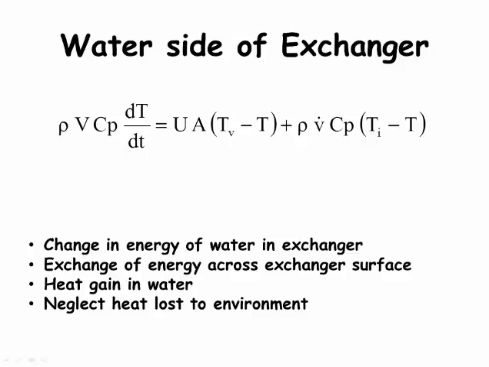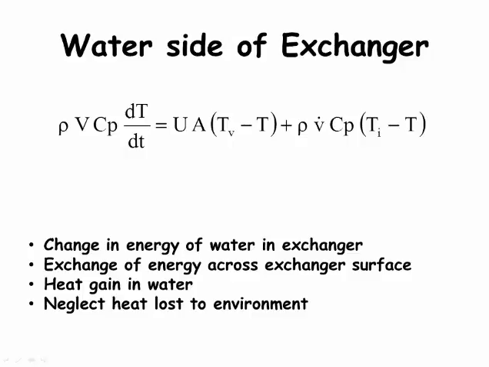Here is an equation that describes the heat balance and exchange on the water side of the steam heat exchanger. So this equation describes the heat gained by the cold water as it is heated in the steam heat exchanger and becomes hot water. The derivative term on the left side of the equation describes the change in temperature of the water in the heat exchanger with respect to time. The first term on the right-hand side of the equation describes the heat exchange across the heat exchanger with steam on one side and water on the other side.